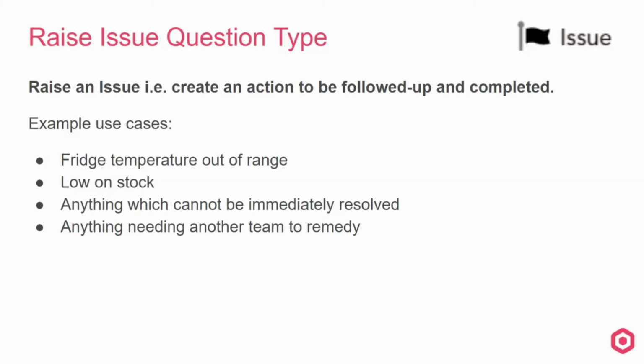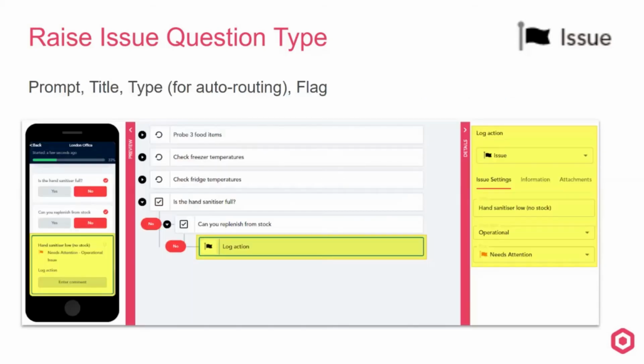So examples of this might be a fridge temperature being out of range, maybe you're low on stock of something, but in essence, it's anything that you cannot resolve immediately or anything that needs another team to remedy it. Just to take you through the anatomy of this and how it's set up in the web app, I've highlighted 3 sections on the screen here in yellow.